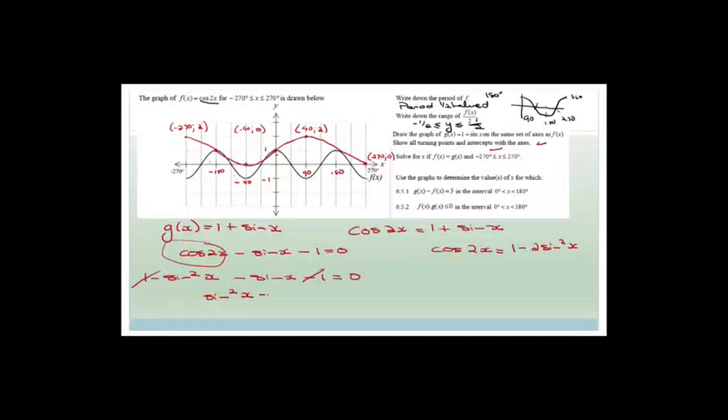So we're obviously going to say cos 2x minus sin x minus 1 equals 0. But do you agree that cos 2x is equal to 1 minus 2 sine squared x, okay? So I can replace this with 1 minus sine squared x minus sine x minus 1 is equal to 0. So happily the 1's cancel. So we've got sine squared x minus sine x equals 0. Do you agree we can take out a common factor sine x? So we've got sine x equals 0, or 1 minus sine x equals 0.